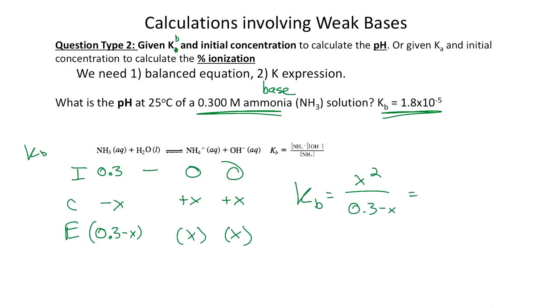It equals, because I gave you Kb, right? So we built the Kb expression using our ICE table. Let's just set that equal to 1.8 times 10 to the negative 5, because that's what's given. Can we solve that for x? Yes, but it requires the quadratic. Do you want to do the quadratic? No, so what should we do?